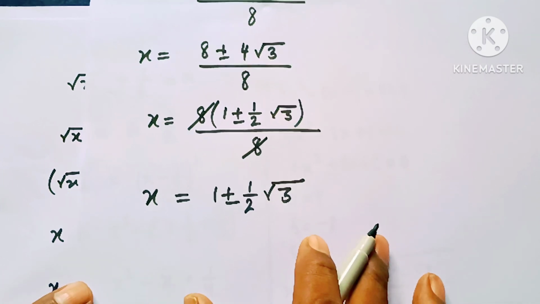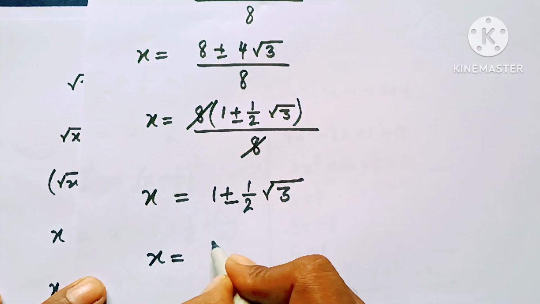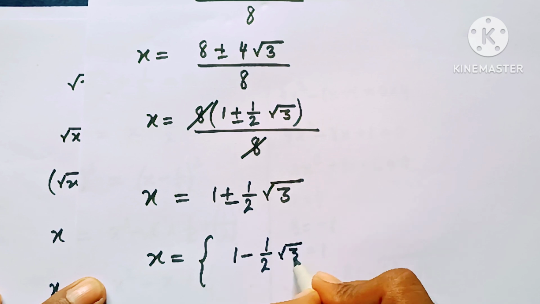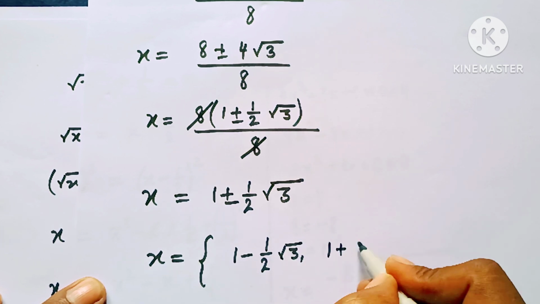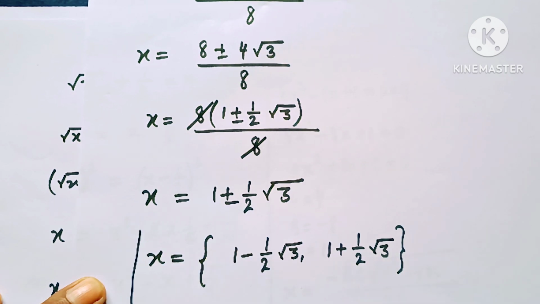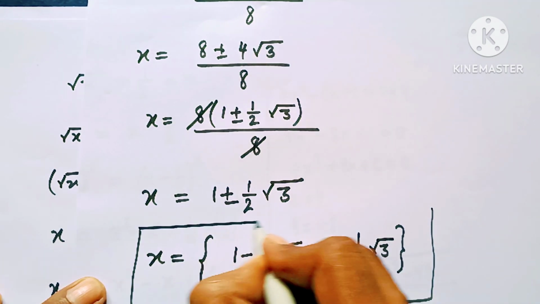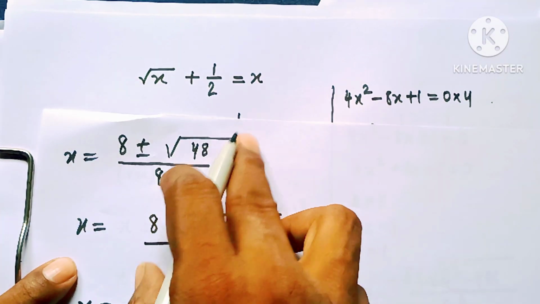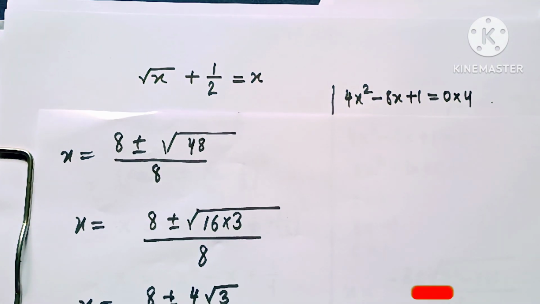So we can say that we have x is equal to 1 minus 1 by 2 root 3, and another one is 1 plus 1 by 2 root 3. This is the required solution of the given equation, root x plus 1 by 2 is equal to x. This one is the solution.